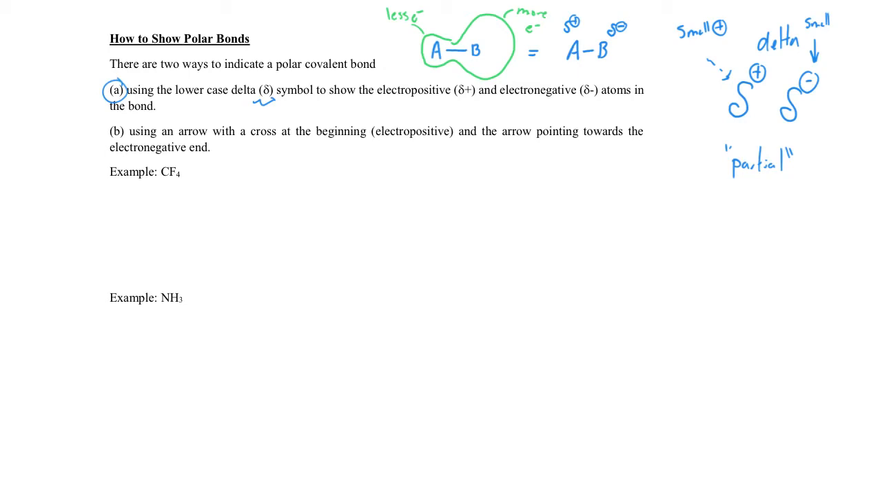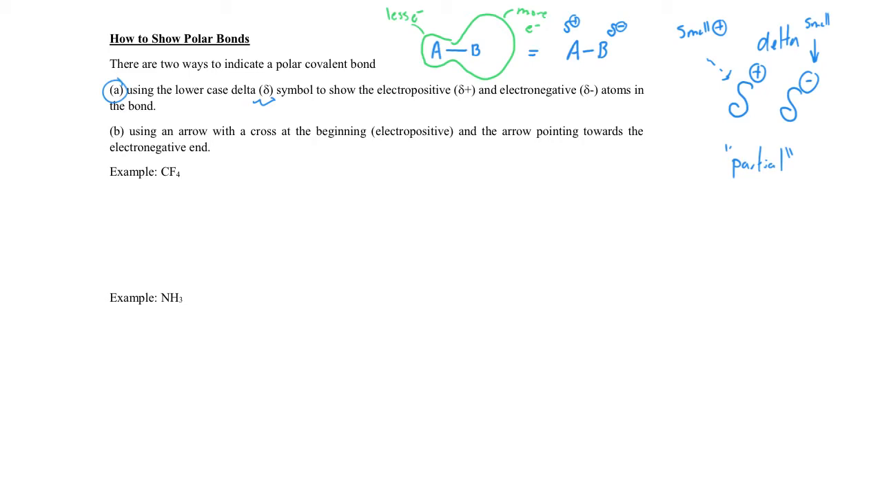We use the little delta symbols to show that. So notice here I've shown the delta negative around B. That's because B has more electron density around it because it's more electronegative. So if we have a polar bond, we show a delta negative next to the more electronegative atom, and we show a delta positive next to the less electronegative atom. So that's basically how we use these delta symbols.